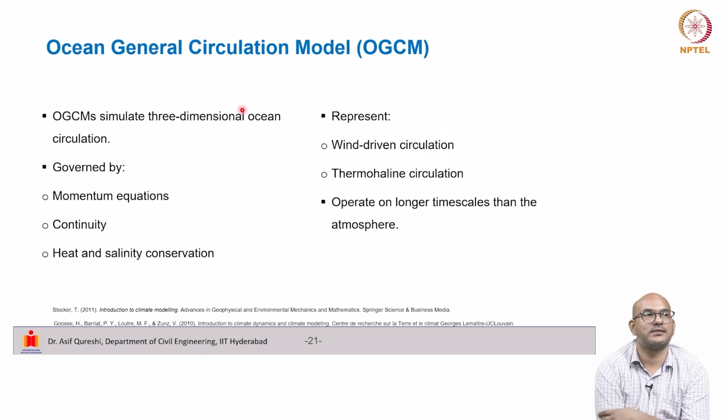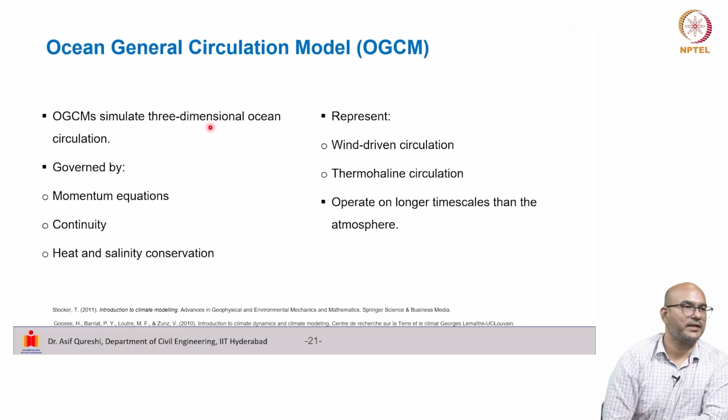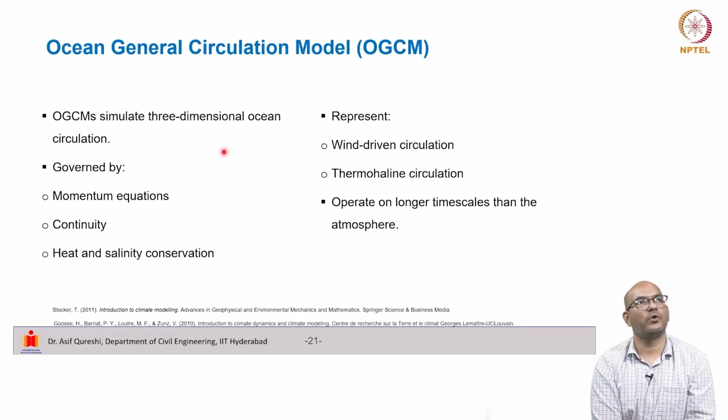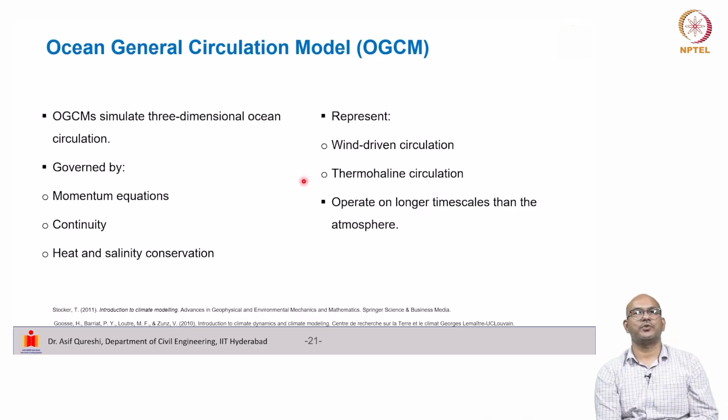So, the ocean general circulation model, OGCM, simulates the three-dimensional ocean circulation, which is governed by the momentum equation, continuity equation, and the heat and salinity conservation, and will represent the wind-driven circulation and the thermohaline circulation. Generally, the ocean circulation operates on a longer time scale than the atmosphere.